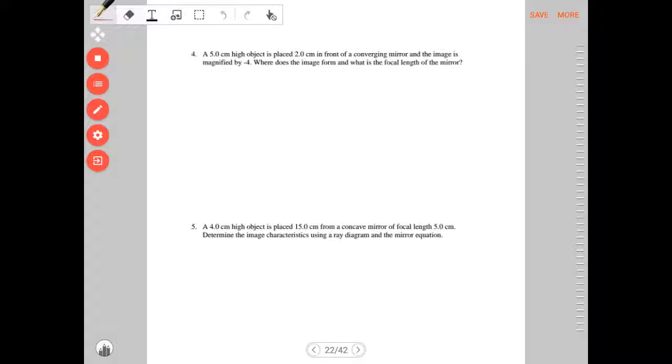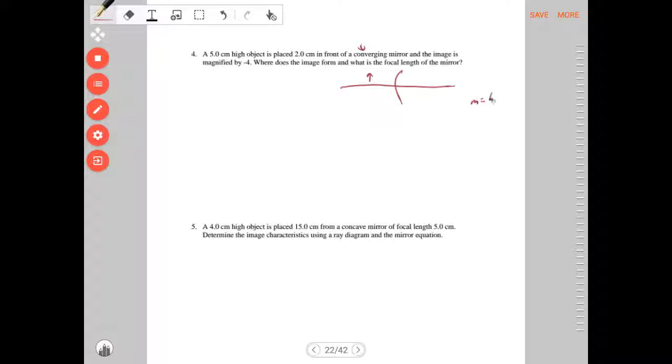Okay, number 4. A 5 centimeter high object is placed 2.0 centimeters in front of a converging mirror, and is magnified by -4. Where does the image form, and what is the focal length of the mirror? Okay, so we're in here. So it's a converging mirror. Our object is 5 centimeters tall. It's placed 2 centimeters in front of a converging mirror, and the image is magnified by -4. Oh, okay, well, tell you what.